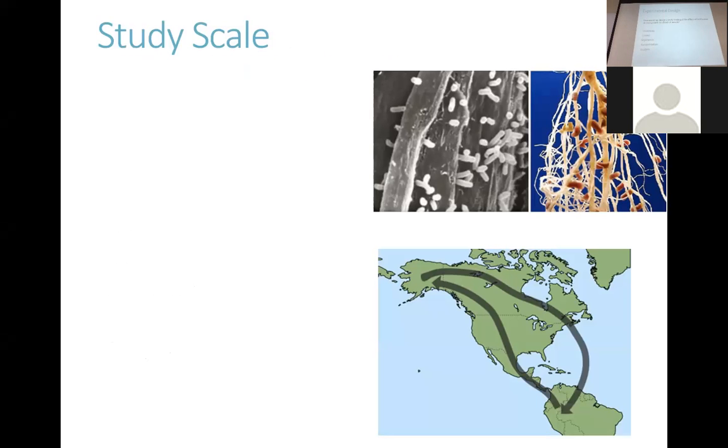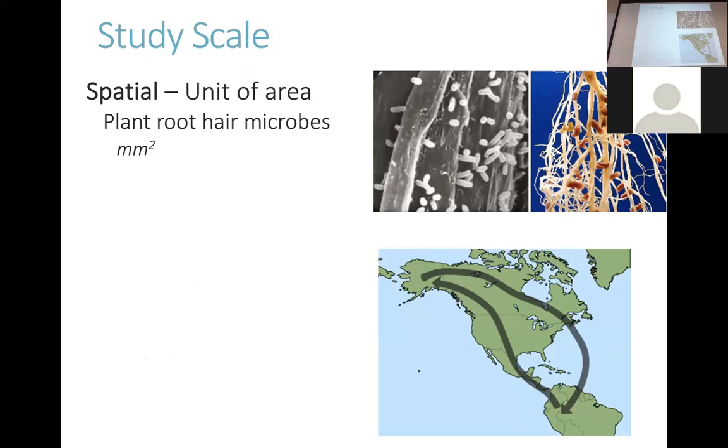Another thing to take into account is the study scale. So the scale can vary a lot in ecology. We can be looking at, from a spatial standpoint, this is just a unit of area. We can be looking at plant root hairs. So there's these little hairs on roots. We can look at those and what microbes are on them. That is an extremely tiny scale. We can look at whole ponds. So pond communities. A pond can be kind of small or pretty big.